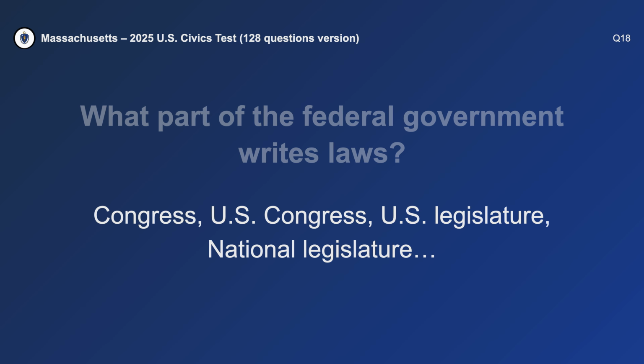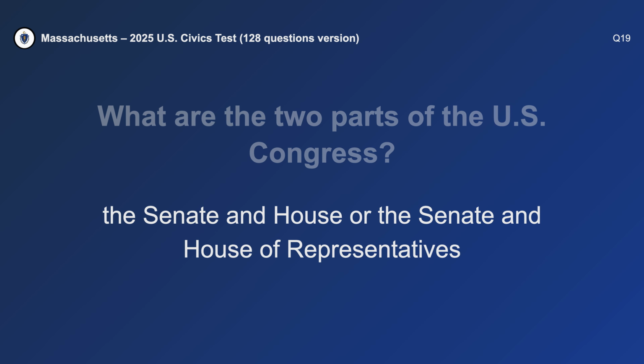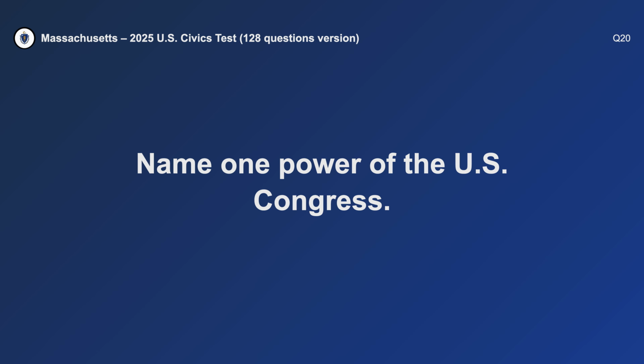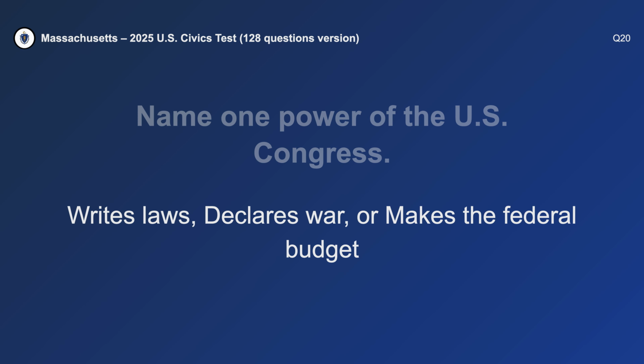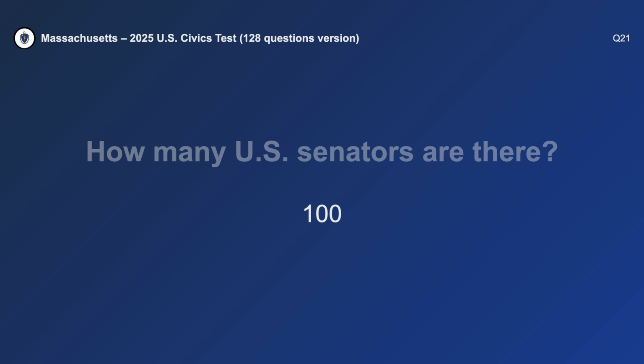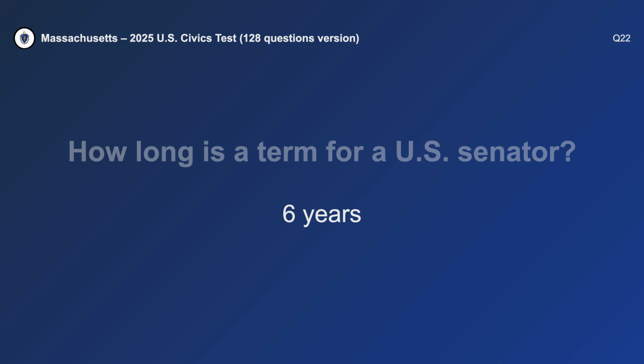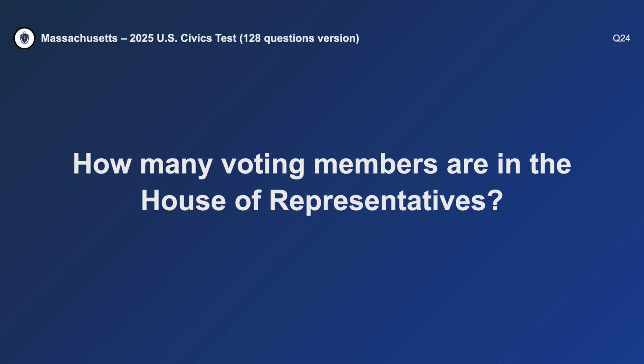Congress. What are the 2 parts of the U.S. Congress? The Senate and House. Name one power of the U.S. Congress. Declares war. How many U.S. senators are there? 100. How long is a term for a U.S. senator? 6 years.